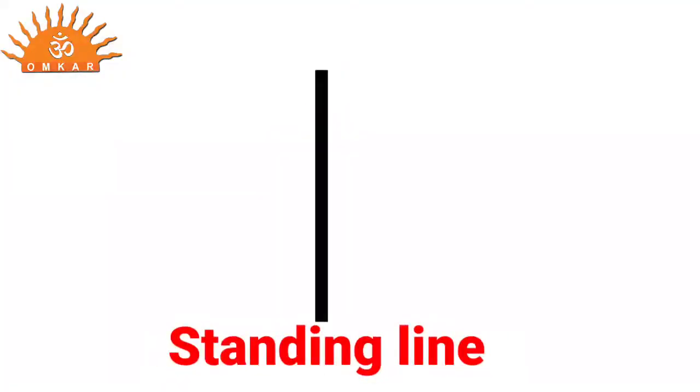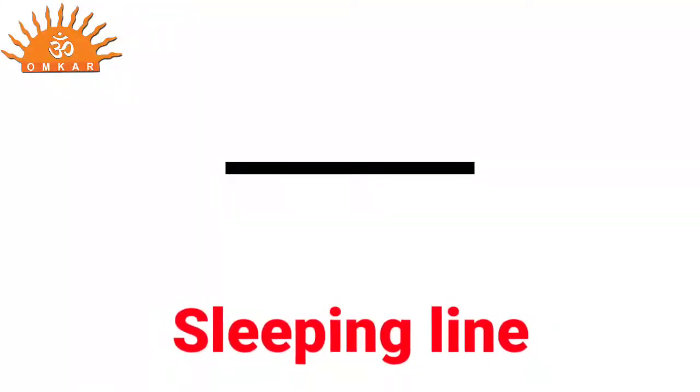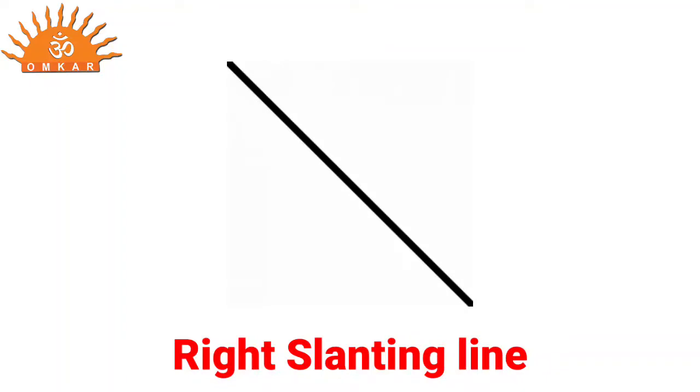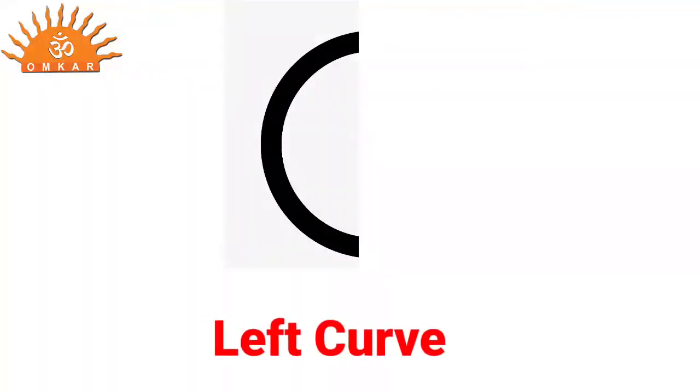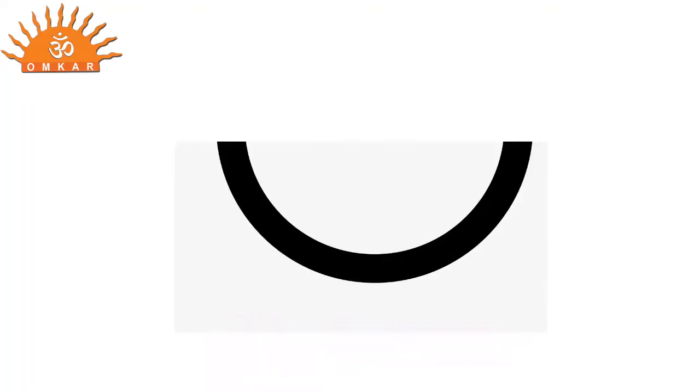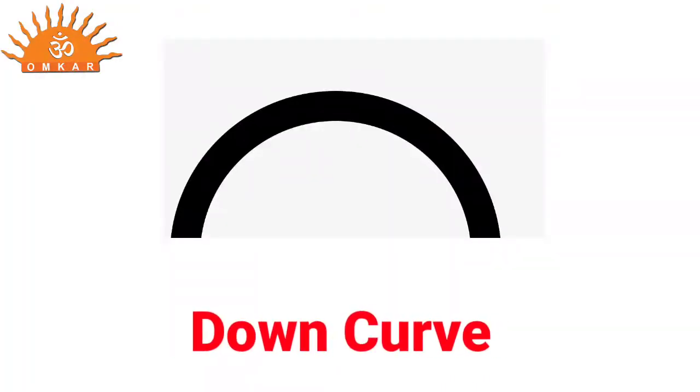So children, are you ready? Okay, shall we start? What is this, children? Standing line, standing line, sleeping line, left slanting line, and right slanting line. Now curves are there: left curve, right curve, up curve, and down curve. Okay?